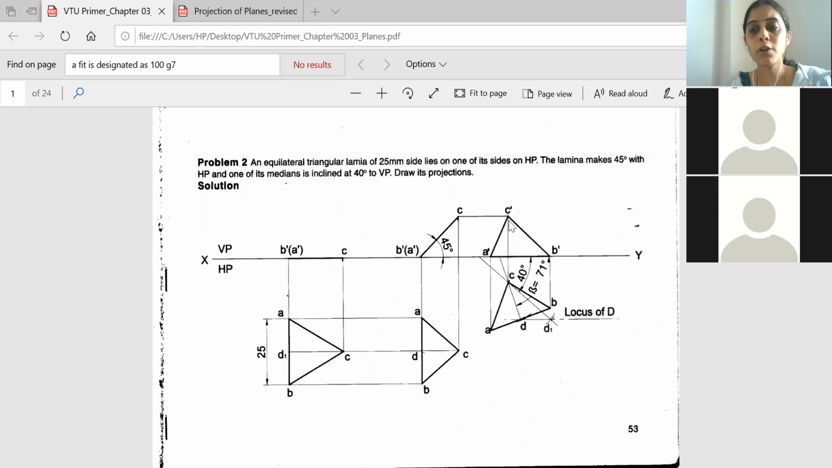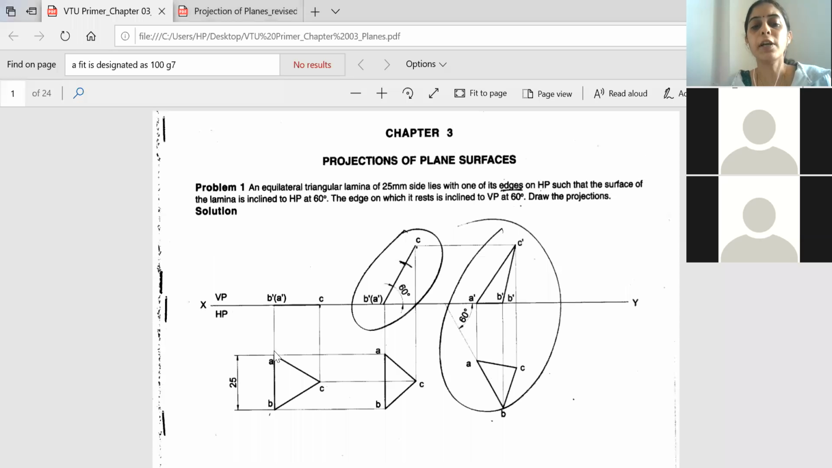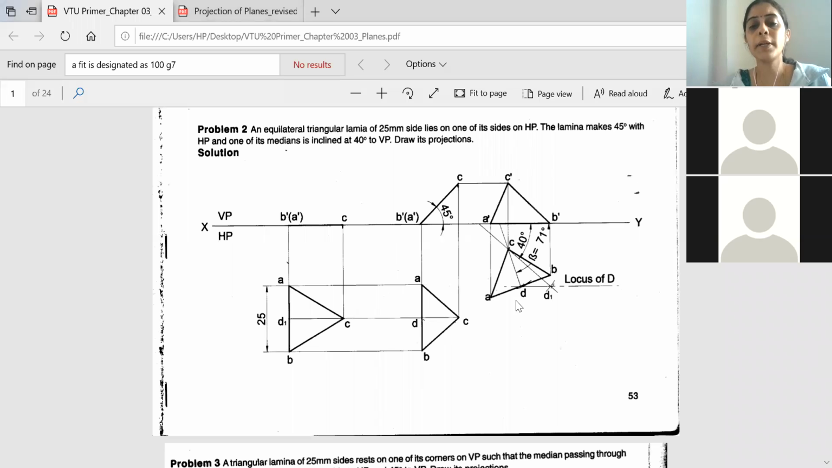Whenever it is told it is resting on the median, in case of a triangular lamina, you have to determine the apparent angle. If it is shown it is resting on the edge, then there is no need of determining the apparent angle. So you have to read the question. Sometimes students get confused, they don't determine the apparent angle, they just shift the median on the 45-degree line, construct and proceed. That should not happen. So be careful how to determine the apparent angle for the given lamina.